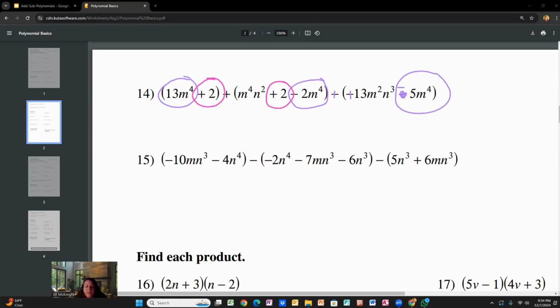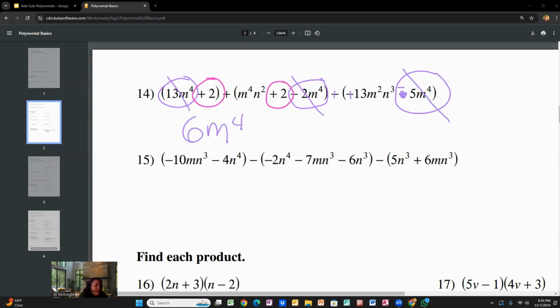Okay, so let's do the 13m to the fourth minus 2m to the fourth. That's going to give us 11m to the fourth. And then 11m to the fourth minus 5m to the fourth is going to be 6m to the fourth.